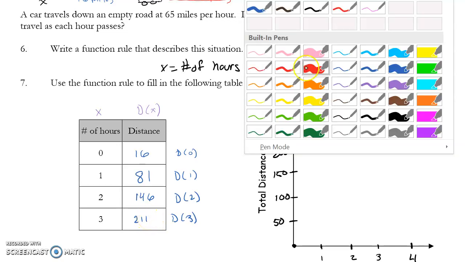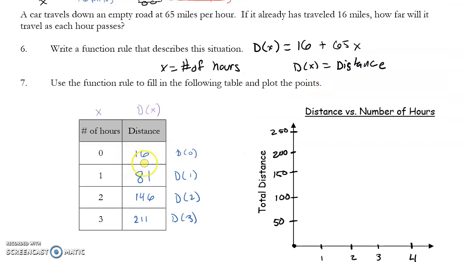The last thing I do is plot each one of these ordered pairs. 0, 16. There's my 0 for my x. That's 20, or that's 50. 25 is halfway, so it's less than halfway up.